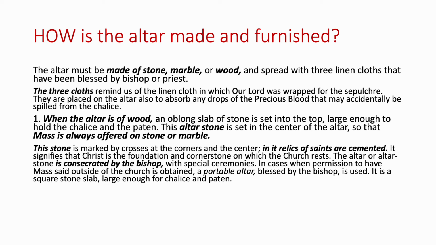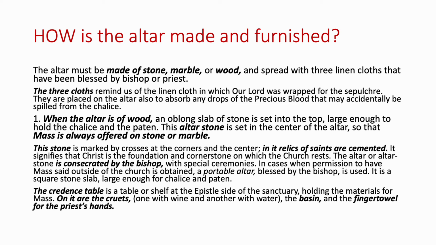In cases when permission to have Mass said outside the church is obtained, a portable altar, blessed by the bishop, is used. It is a square stone slab, large enough for chalice and paten. The Credence Table is a table or shelf at the epistle side of a sanctuary holding the materials for Mass. On it are the cruets, one with wine and another with water, the basin, and the finger towel for the priest's hands.